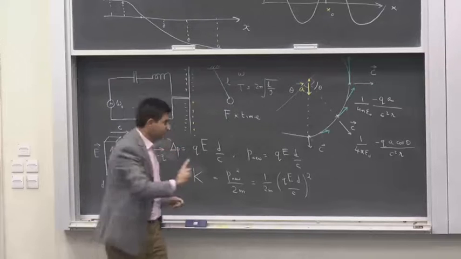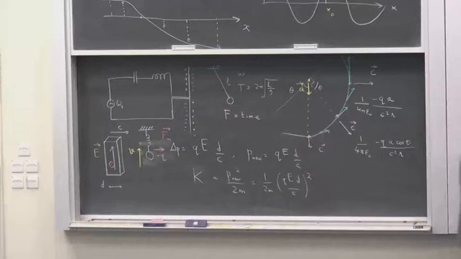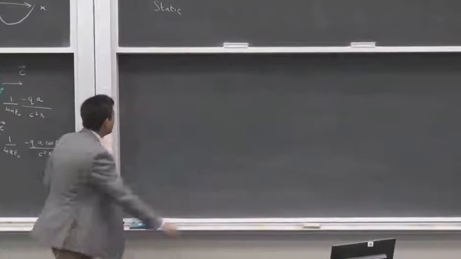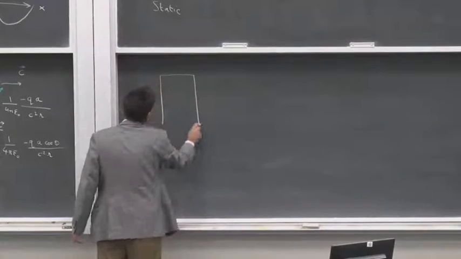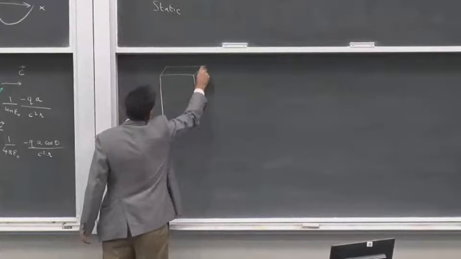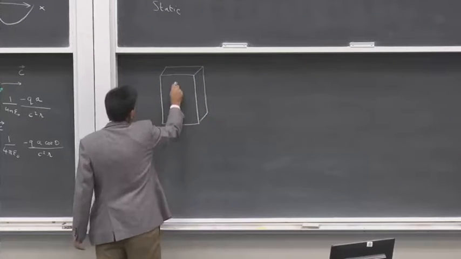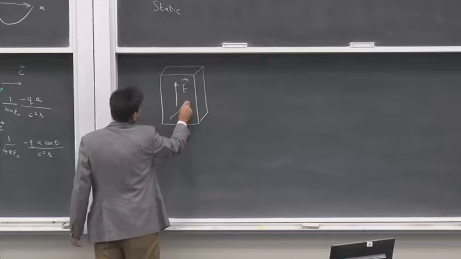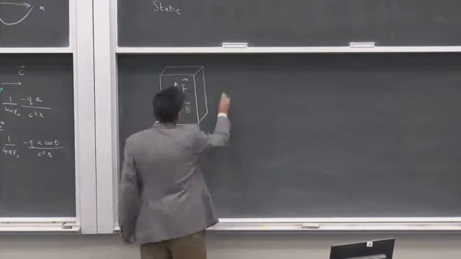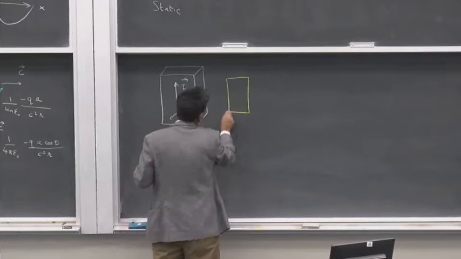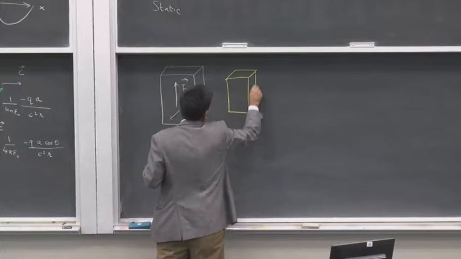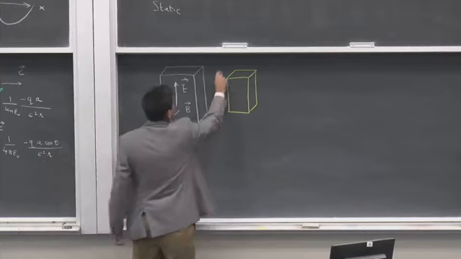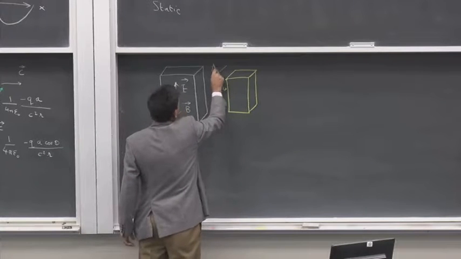In the last couple of minutes, I would just like to motivate you about the Poynting vector. Suppose I have a reservoir of energy, electric field E, magnetic field B pointing out. Now take a small volume in space, a hypothetical volume. This cross-sectional area is A.